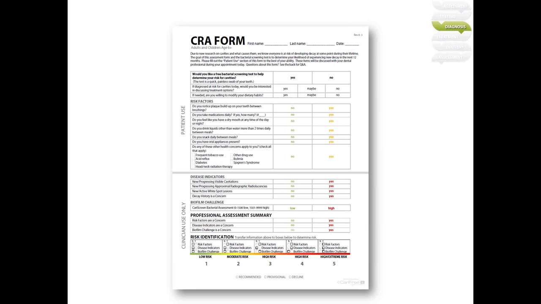If we were just doing a risk form and we checked yes, and that made them high risk or moderate risk if they had a risk factor, that's what we'd end up with. And the fact of the matter is, that's me, right? I'm a mouth breather, and so I would be moderate risk, and I haven't had a cavity in almost 40 years. So I'm not worried about that. That's an example of somebody that has one risk factor, but in my mind, that's not a concern. The disease indicators are a concern.